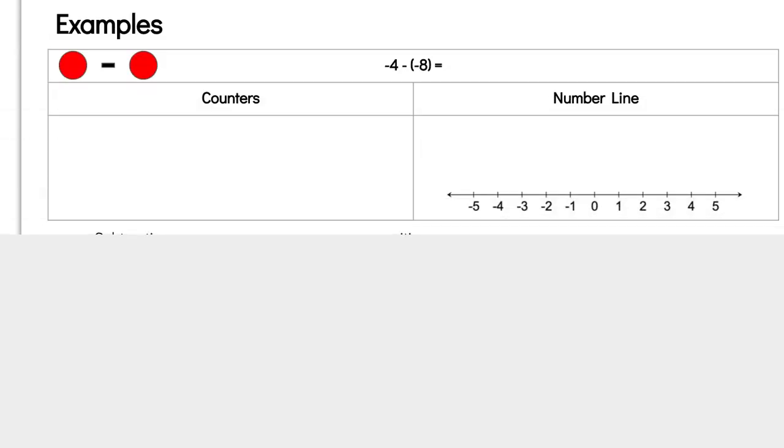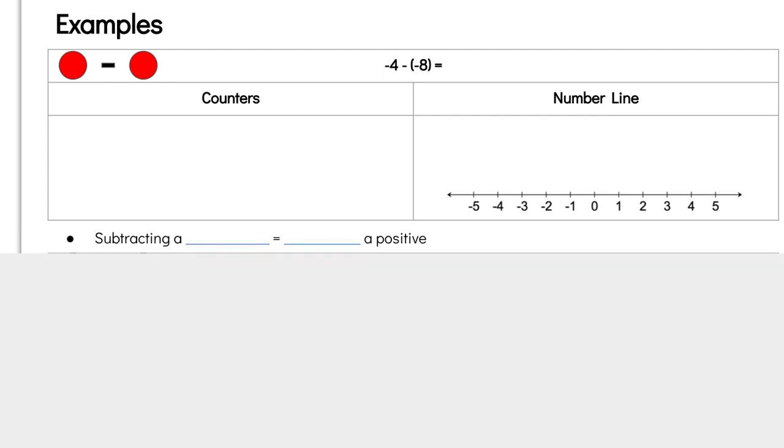Here we go. We have -4 minus -8. And if you're paying attention, subtracting a negative is like adding a positive. Write that down. All right, we start with 4 negatives. 1, 2, 3, 4. Now we want to take away 8 negatives.